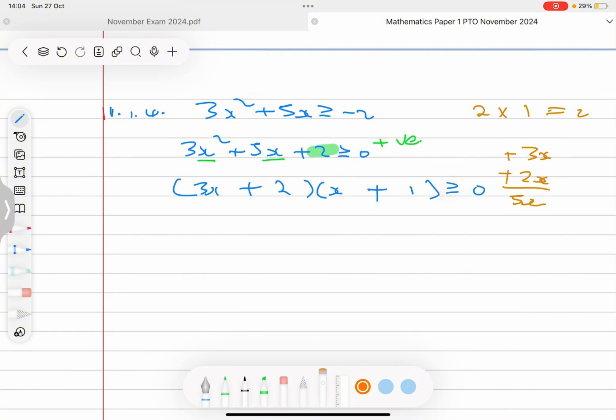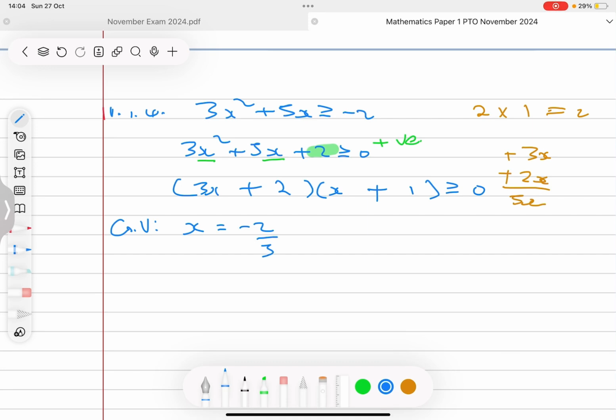We are going to look for the critical values, CV we call them. So the critical values occur when these two products, 3x plus 2 is equal to 0, or when x plus 1 is equal to 0. And we know that if 3x plus 2 is equal to 0, we're going to have x is equal to -2 over 3.